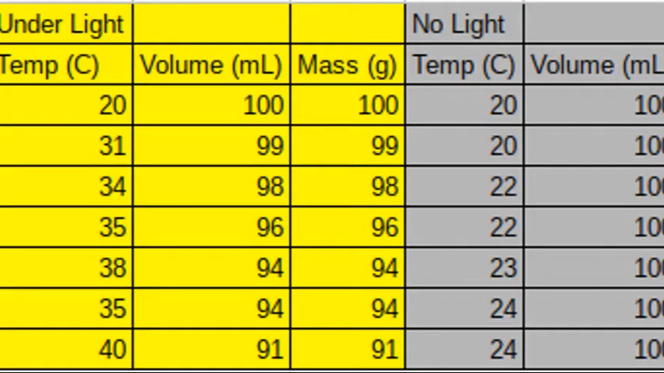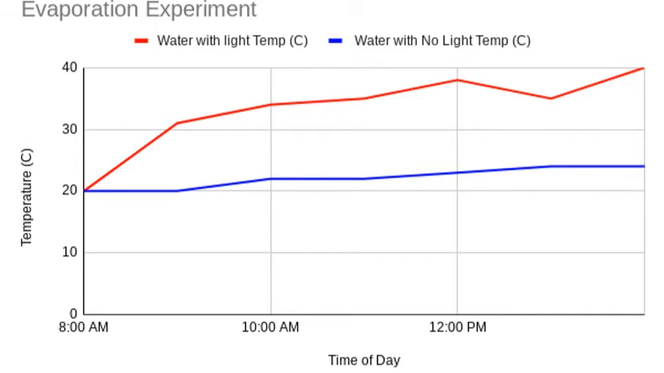So here's a look at our data. As you can see in yellow, this represents the data underneath the light or lamp, and the gray area represents data that was not underneath the light. And you can see that under the light, the temperature is increasing throughout the day. The area not under the lamp is also increasing, but not at as great of a rate. And we're able to see that in the first graph that we're looking at.